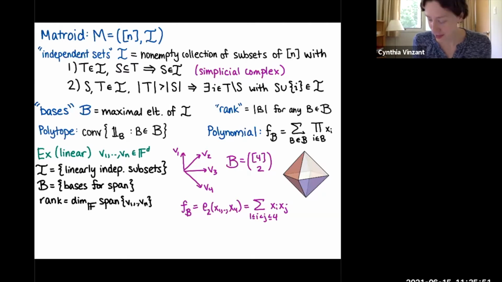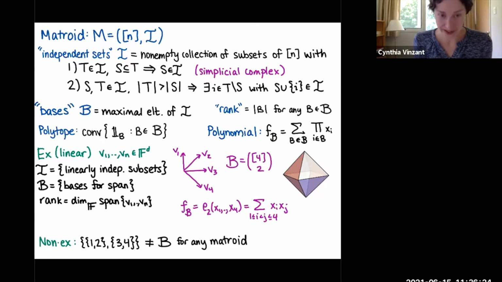If I take the convex hull of those indicator vectors, all 0, 1 vectors with exactly 2 1s, I get an octahedron in R4 that lives in a plane, all of the coordinates equal to 2. And the basis generating polynomial is just the second elementary polynomial in variables x1 through x4. So it's the sum over all pairs ij of the monomial xi xj.